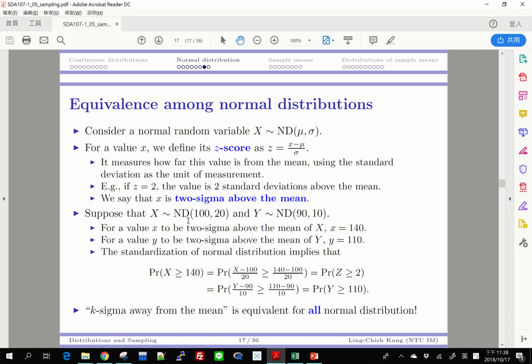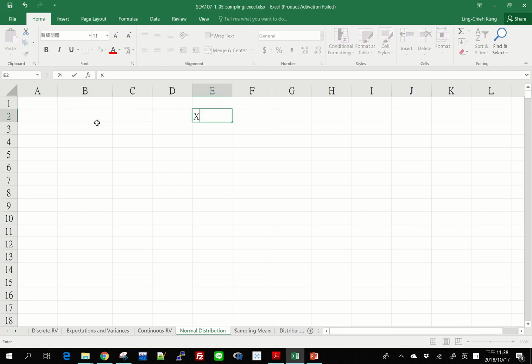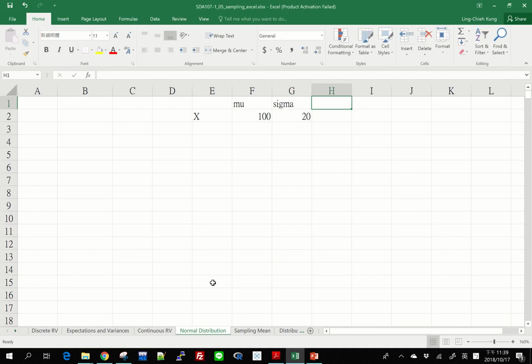I have x, let me write it down. I have random variable x, and its mu is 100, and its standard deviation, or let me call it sigma, is 20. Okay, for this particular x, I want to ask what's the probability for x to be greater than or equal to 140? And I hope you know how to do it.